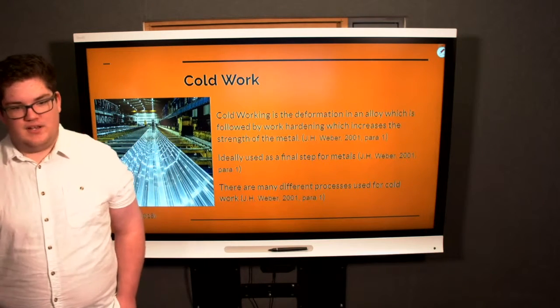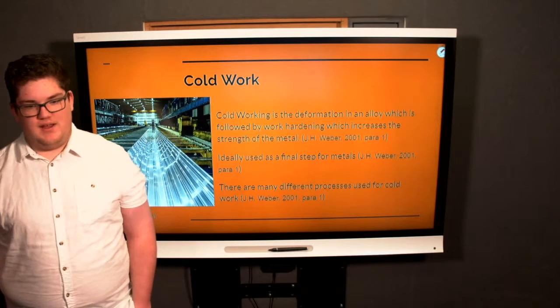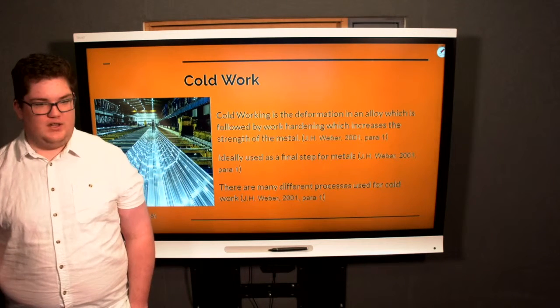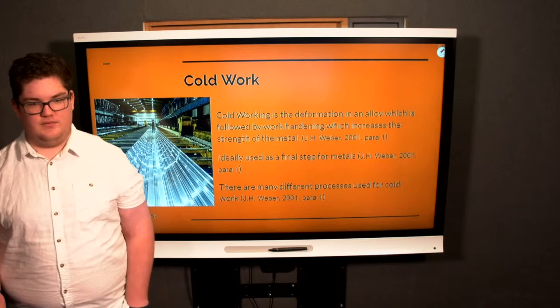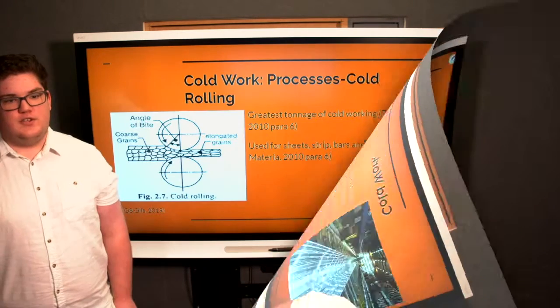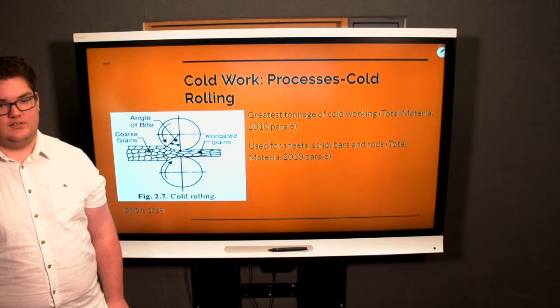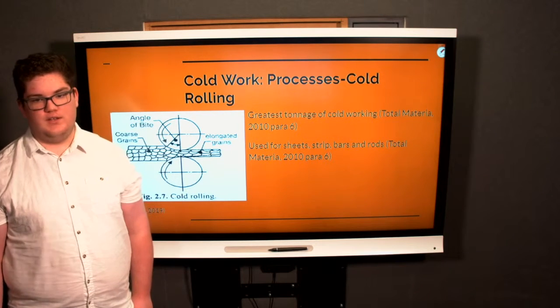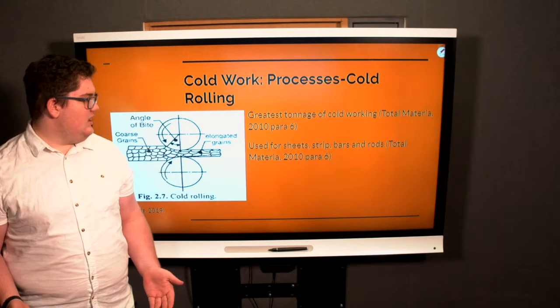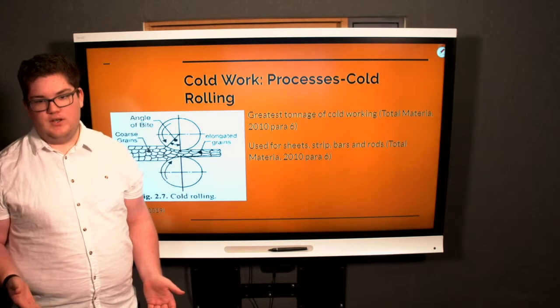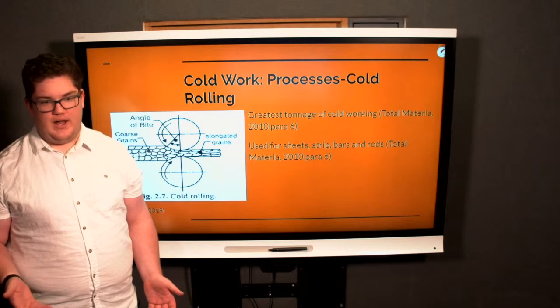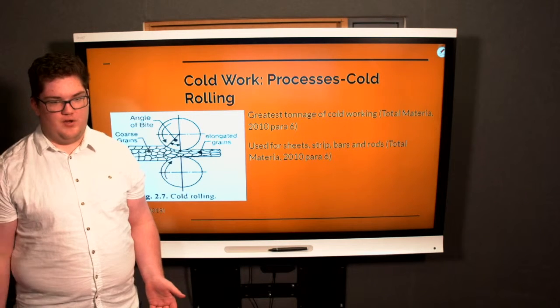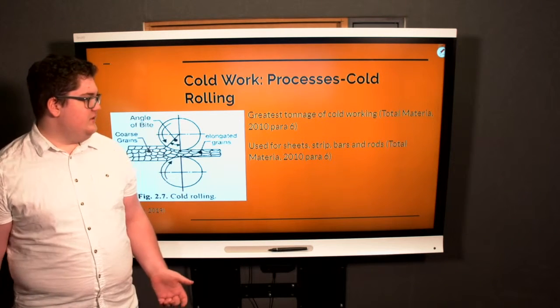And in summary, cold working is a method that is mainly done at room temperature or elevated temperatures, which increase the ductility of the material. So some processes of cold working are cold rolling, which accounts for the greatest tonnage of cold working, and this method is mainly used for sheets, strips, or bars and rods of metal, which are created through this process.